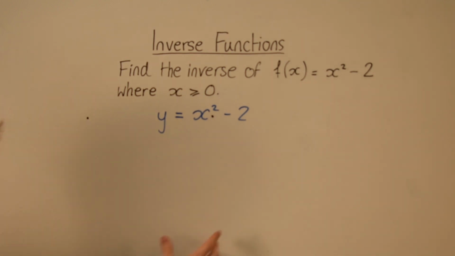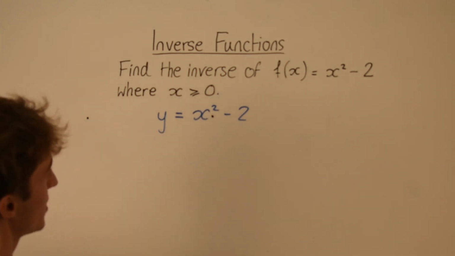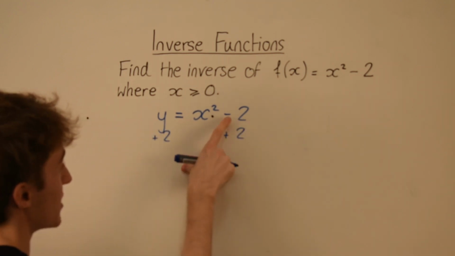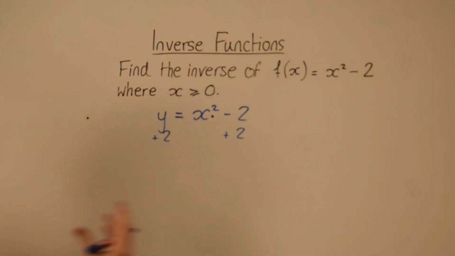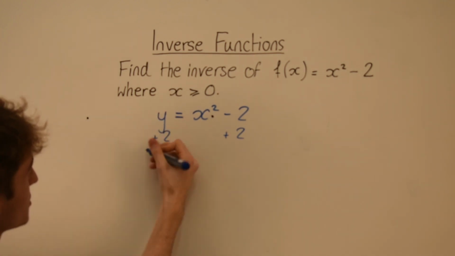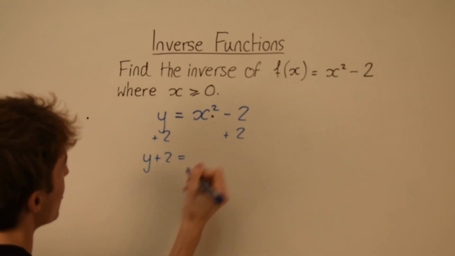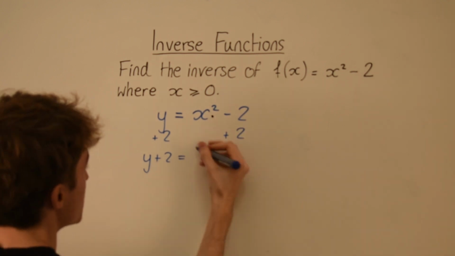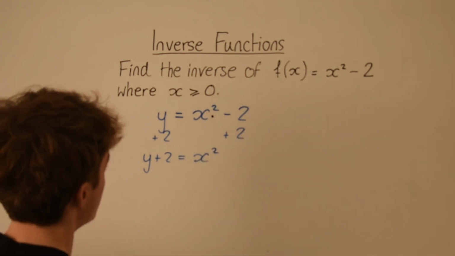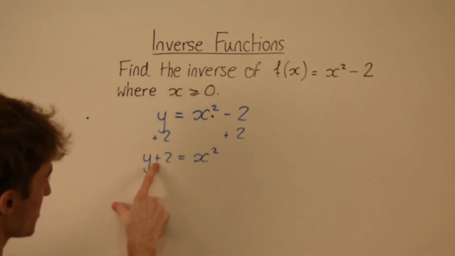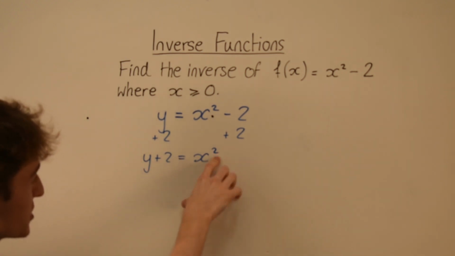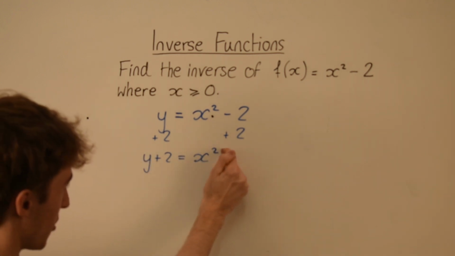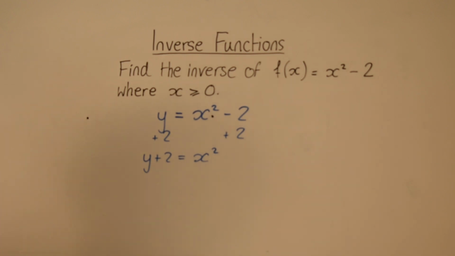Now we're going to need to make x the subject of this formula. The first thing we're going to do is add 2 to both sides of the formula so that we can cancel out the minus 2. That means the left-hand side will now equal y plus 2, and the right-hand side will equal x squared minus 2 plus 2, and these just cancel out, so we're just left with x squared. We've now got y plus 2 is equal to x squared. So in order to find x, we're going to have to square root both sides because that's the opposite of squared.